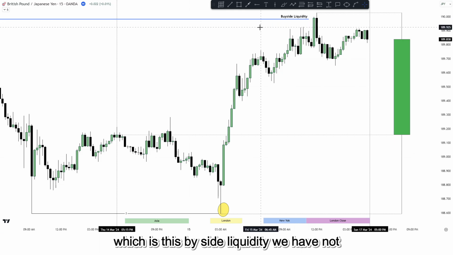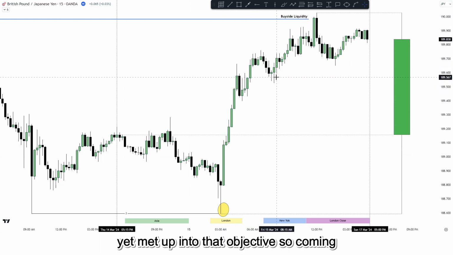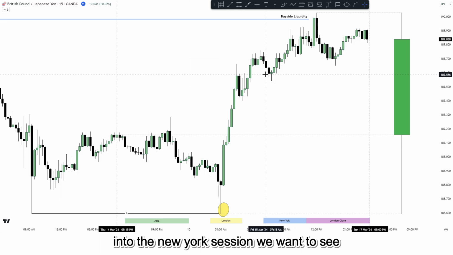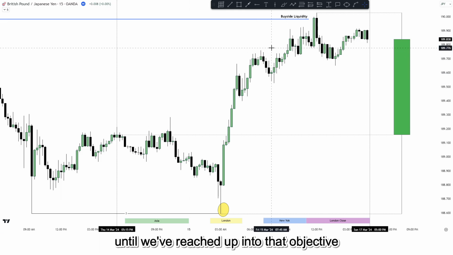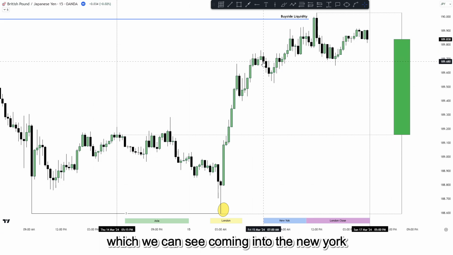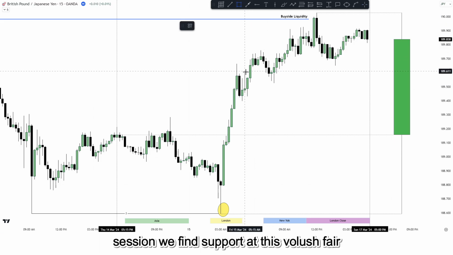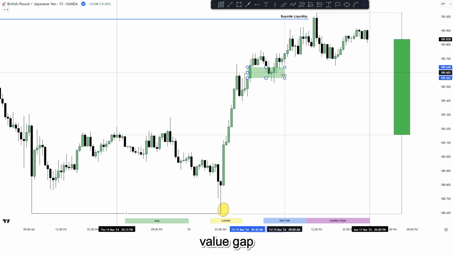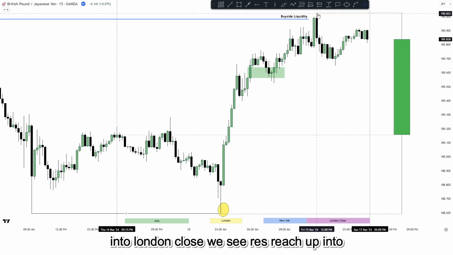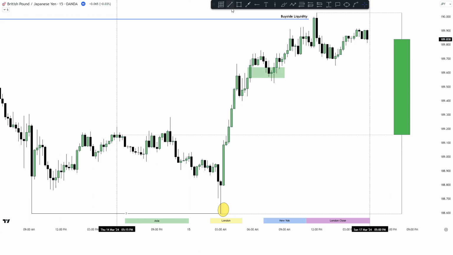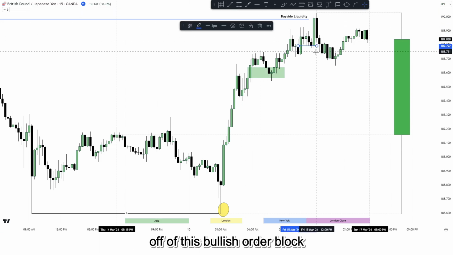We have not yet met up into that objective, so coming into New York session, we want to see that continuation higher until we reach up into that objective, which we can see coming into the New York session. We find support at this bullish fair value gap, which then pushes us higher. And then coming into London close, we see us reach up into that buy side liquidity off of this bullish order block.